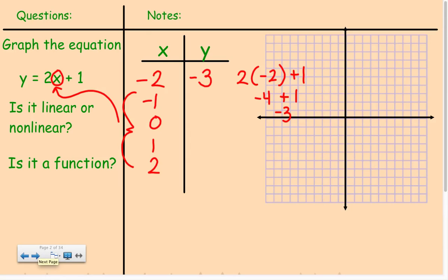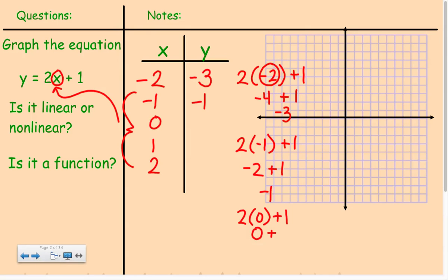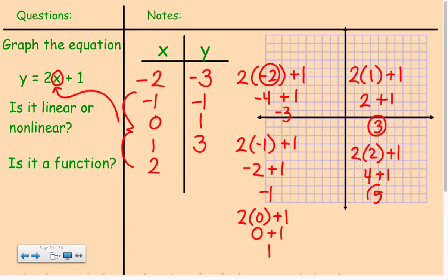Next one, I'm going to take negative 1, so I'm going to do the same thing, except right here I'm going to put a negative 1. So 2 times negative 1 plus 1, that's negative 2 plus 1, which is negative 1. Same thing for 0, 2 times 0 plus 1, 2 times 0 is 0, 0 plus 1 is 1. 2 times 1 plus 1, 2 times 1 is 2, 2 plus 1 is 3. And last, 2 times 2 plus 1, 4 plus 1 is 5.